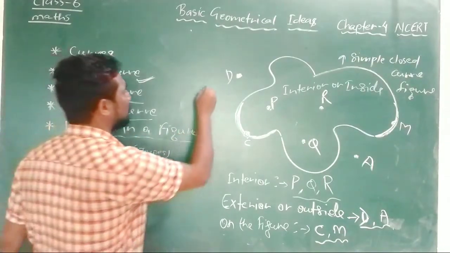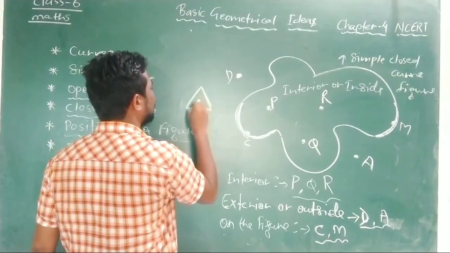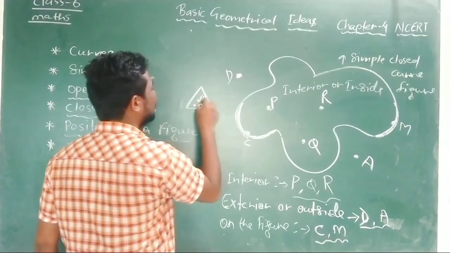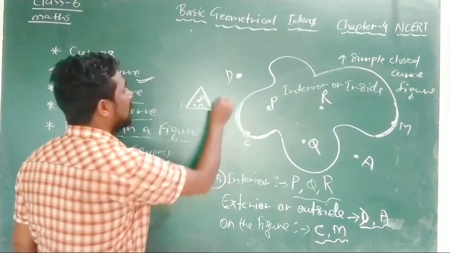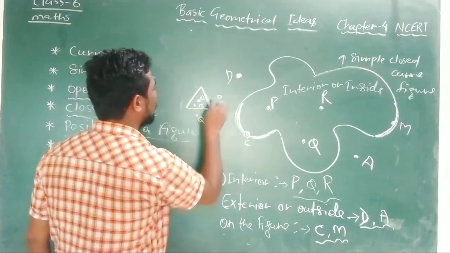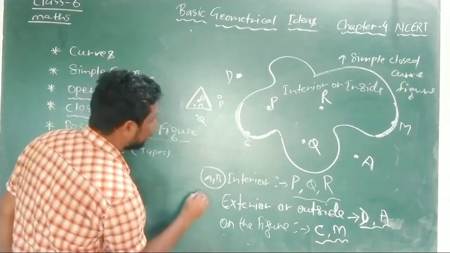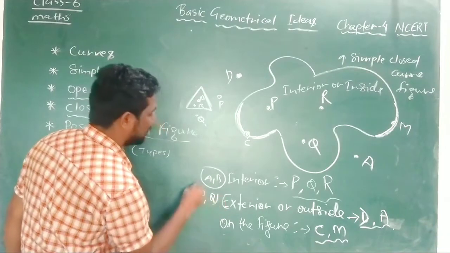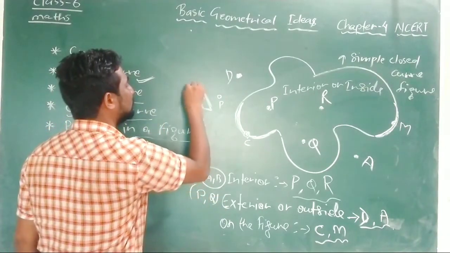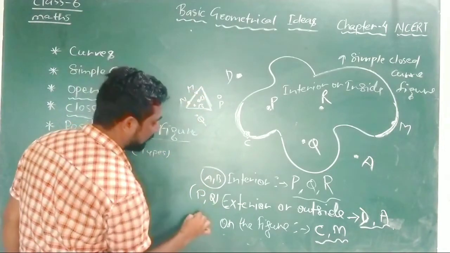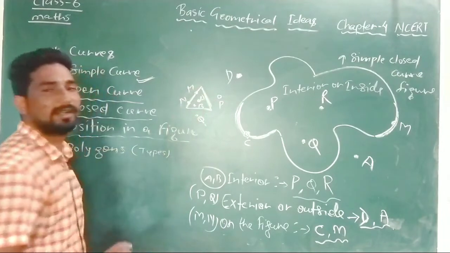Any diagram will be there. Suppose this is a diagram, and you will be asked who are the interior points. Suppose this is point A and this is point B. So A and B are called what? Interior. And P and Q are called what here? P and Q both are outside the triangle, you can see here. So the exterior points will be P and Q here. And if you are asked for points on the triangle, suppose this is M and this is N. So on the triangle, this is M and N, you can see.